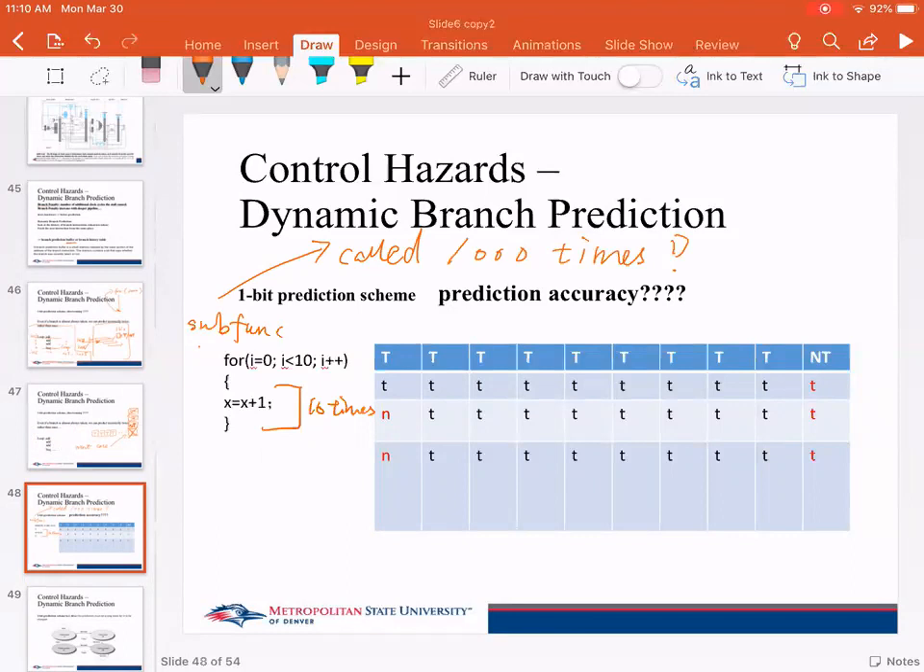So what does that mean? Each time you execute the sub-function, your for loop body gets executed 10 times. However, the whole function can be executed 1,000 times. And in general, how many times do you execute x equals x plus 1? It may be 1,000 times 10, multiplied by 10. I hope everybody gets this, okay? So it is not only executing x equals x plus 1 for 10 times.